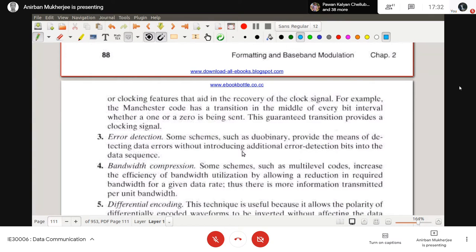Duo binary I have not discussed yet. I will explain what a duo binary is, but it is mostly a correlative coding kind of signaling. Another is the bandwidth compression.